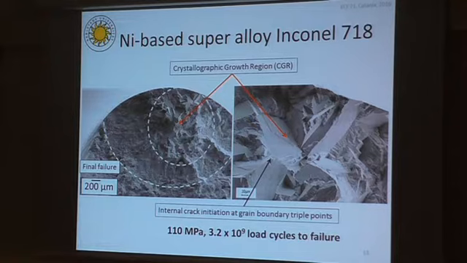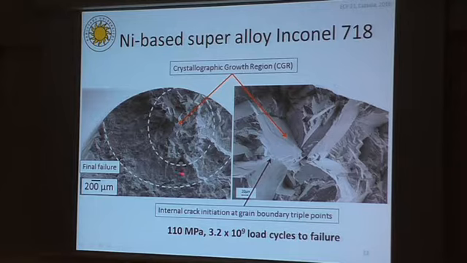In the nickel-based superalloy Inconel 718, fatigue crack initiation occurred at the grain boundary triple points. This could be seen by looking at the direction of fatigue striations within these grains. Here, after the crack is initiated, the crack propagation takes place along favorable crystallographic planes. So the crack growth here is also crystallographic in nature.